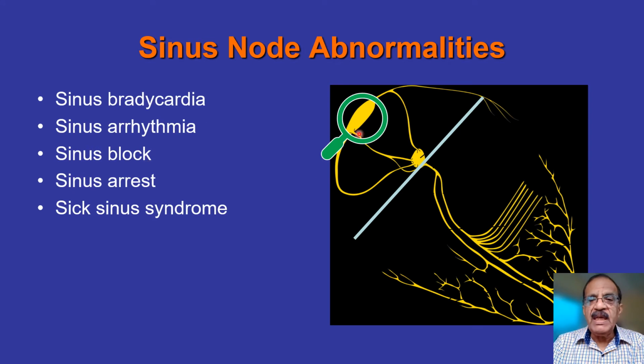Sinus block means that current was made in the SA node, but it did not come out. So there is a kind of exit block. This condition I will describe in the next video. Sinus arrest means the sinus continues to produce current, but at one point of time it just did not produce current. One whole electrical cycle within the SA node was dropped. Now, how to differentiate between the two, I will explain in the next video.